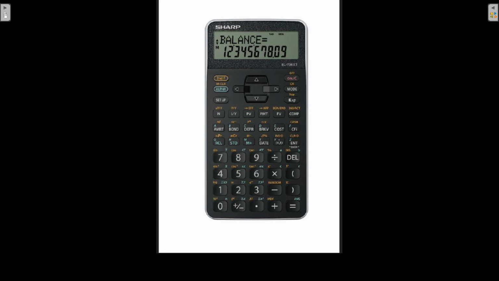Okay, so here I've got the financial calculator, the Sharp financial calculator. If you don't want to use the Sharp, or if you have another financial calculator available, you can also use that, but we're going to work with the Sharp throughout.